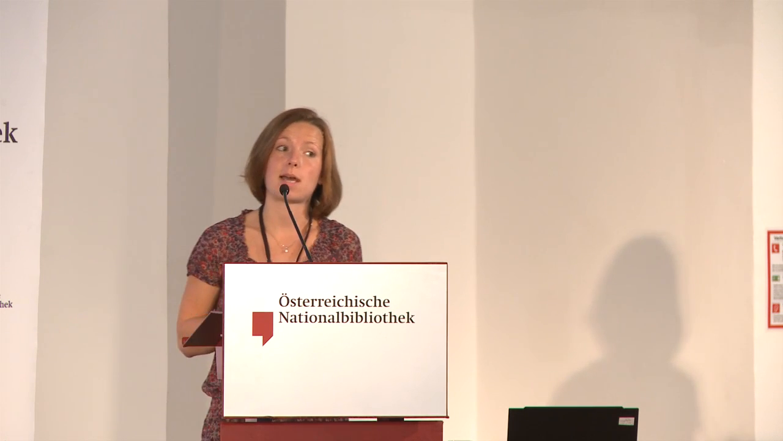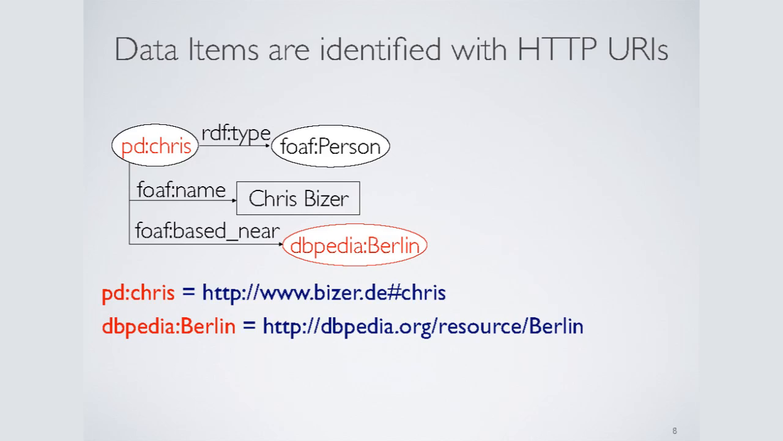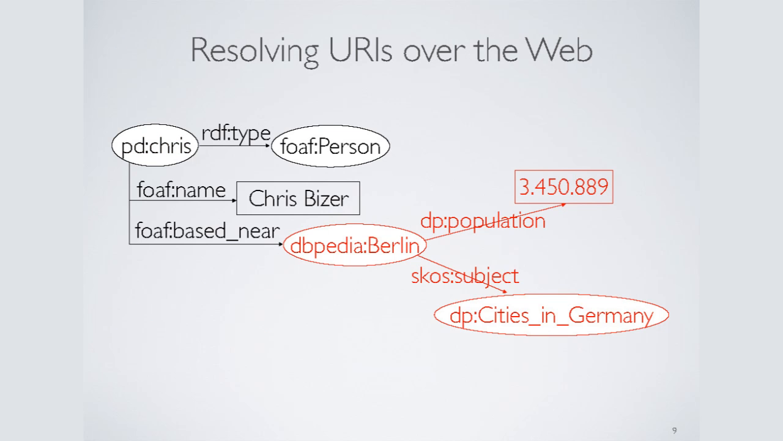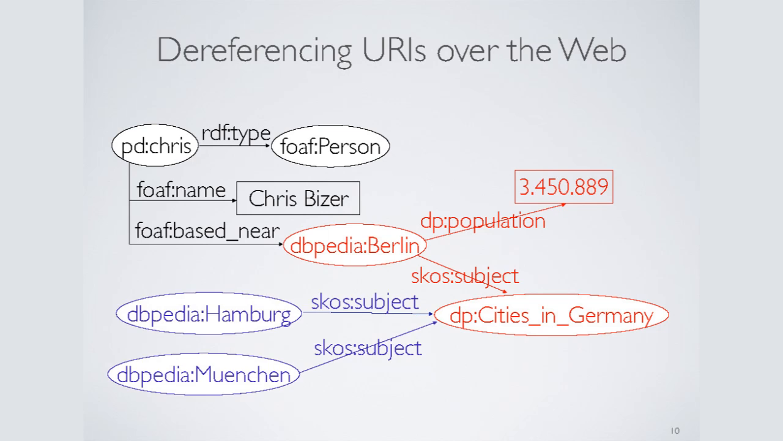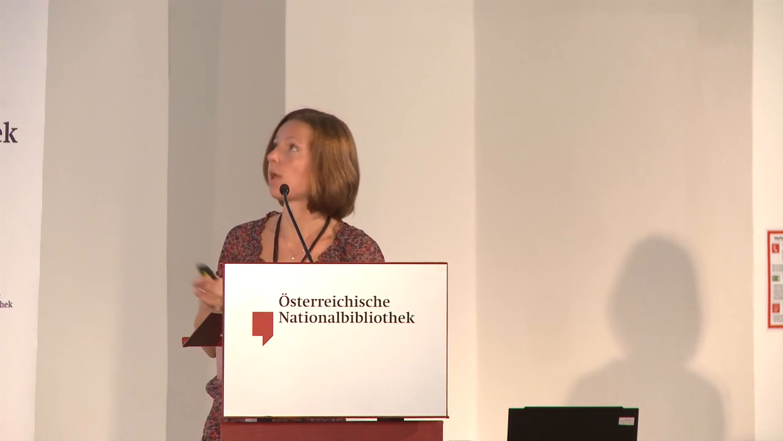And as data items on the web of data are dereferenceable and represented by HTTP URIs, DBpedia's Berlin can be further resolved over the web of data and retrieved for more information. So we can get the population and the subject of Berlin. Berlin is a city in Germany and has a certain population. And this allows for further traversing this web of data by getting other cities that are located in Germany.